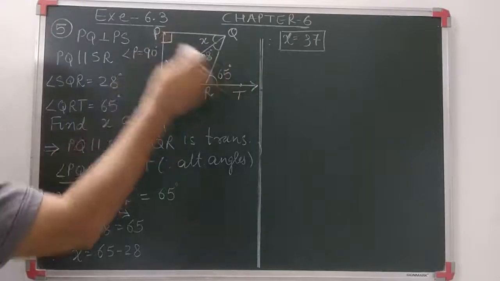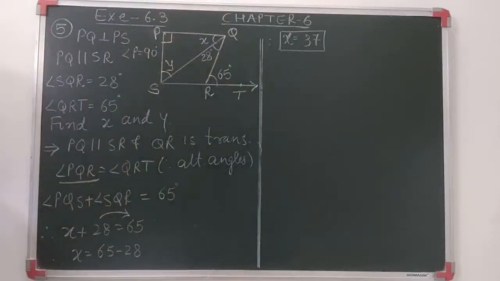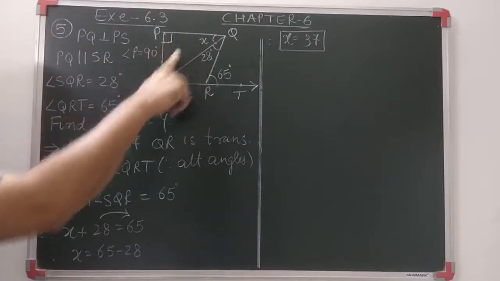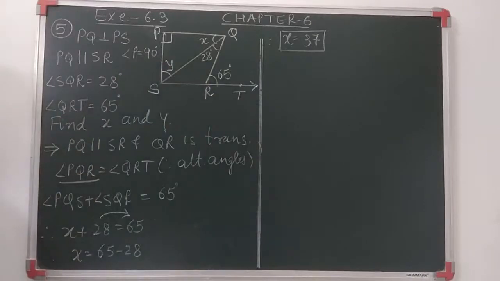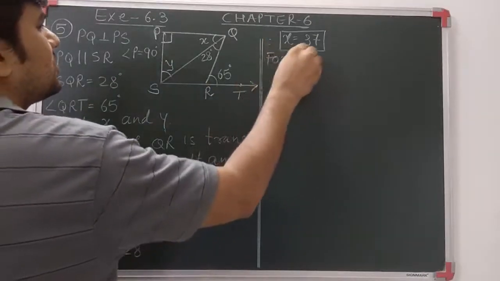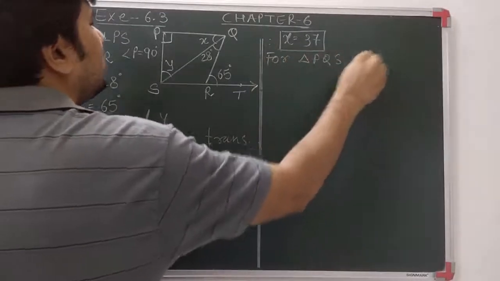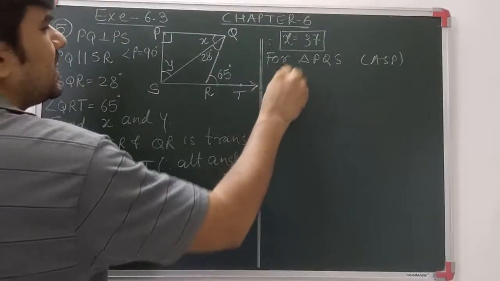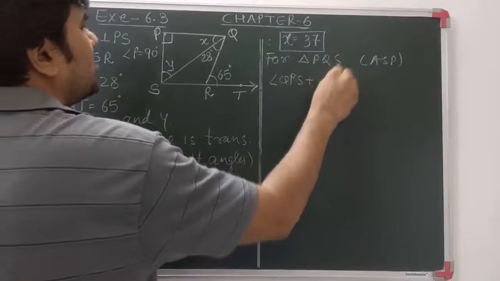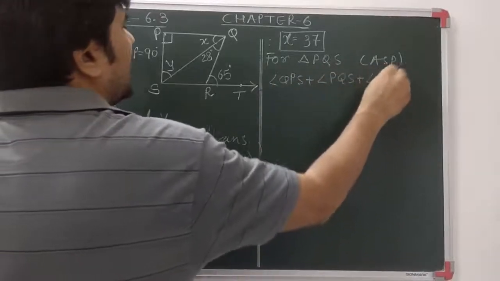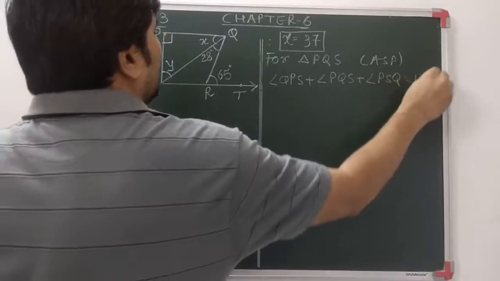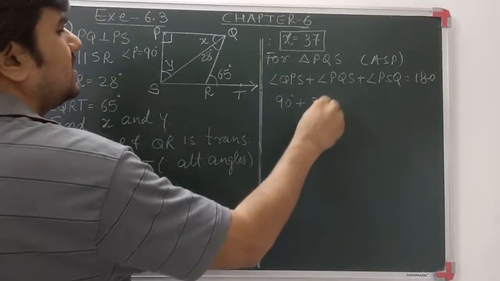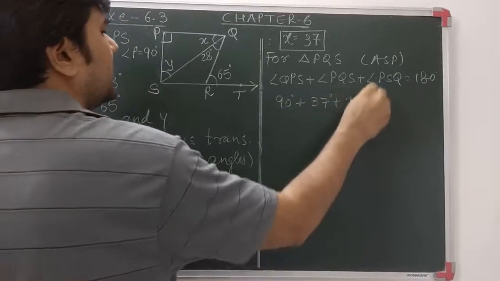Now forget the rest of the things and concentrate here on triangle PQS. We have this angle, that is 90, and this angle, that is 37. So yes, we can obtain this using the angle sum property. For triangle PQS, we'll use the angle sum property. So angle P, that is QPS, plus PQS plus PSQ is 180. One angle is 90 degrees, another is X, which we obtained as 37 degrees, and the third one is Y, which we have to obtain.